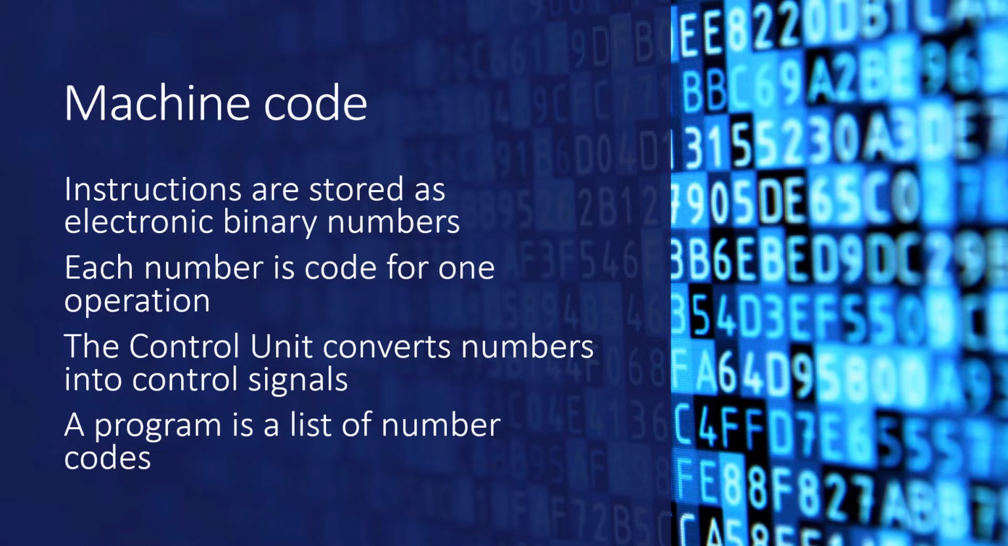The control unit reads those numbers and converts them into the correct control signals. Following each number, it sends out a different control signal to make the processor do something, such as add. So a program is just a list of these number codes, and those number codes are converted into operations of the computer.